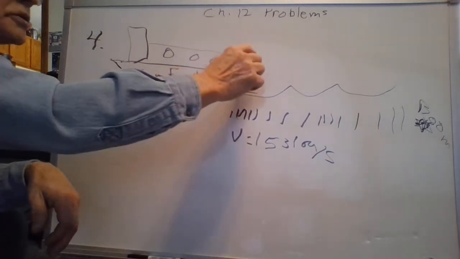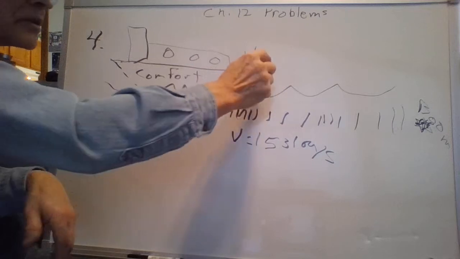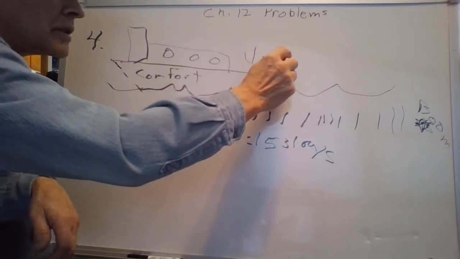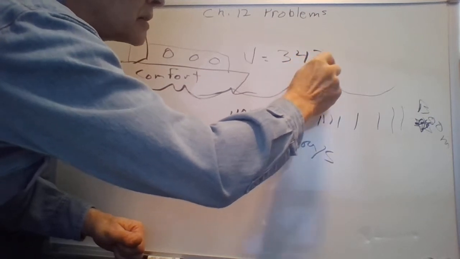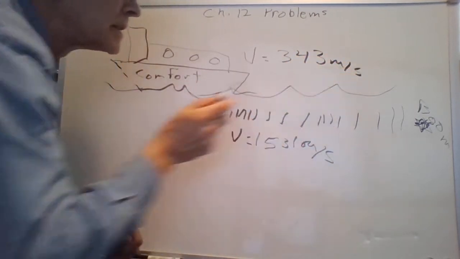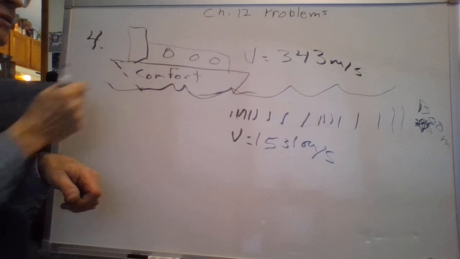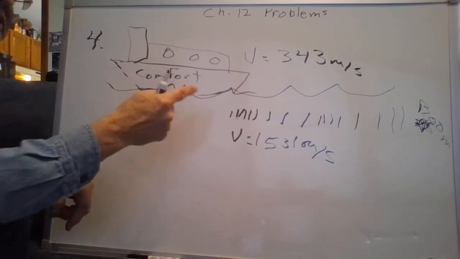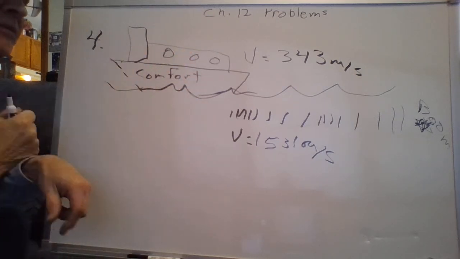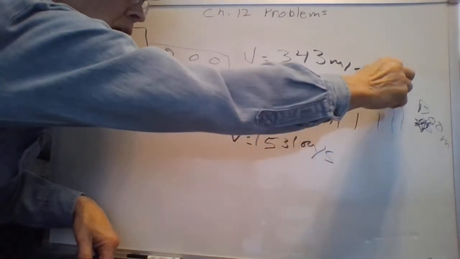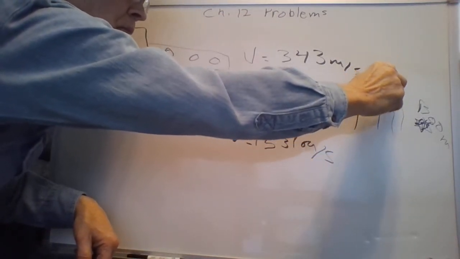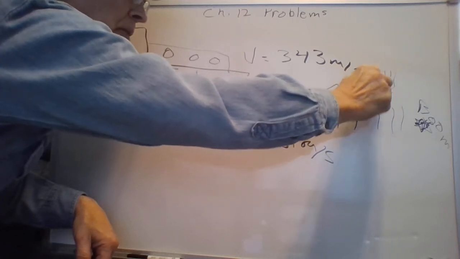In air, of course, it's going to be at 20 degrees. That's a nice cool temperature, 343 meters per second. So it's going to arrive sooner. What is the same for both of these? Whether the sound travels through the air, it'll be slower.